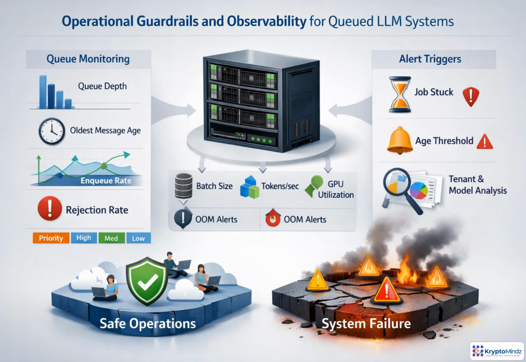A queue is not automatically a safety mechanism. It is safe only when you can see whether work is flowing, aging, or being rejected. Track depth, oldest message age, enqueue and dequeue rates, rejection rate, and latency by priority. Then watch the workers: batch size, tokens per second, GPU utilization, out-of-memory events, and missed deadlines. The most important alerts are age-based, because even a small queue can hide stuck work. Finally, break metrics down by tenant, model, priority lane, and workload type, so reliability decisions also support fairness, cost control, and capacity planning.